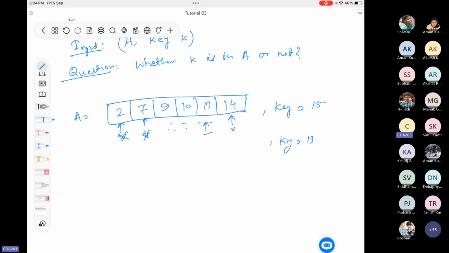So this is the linear search algorithm. Okay, so what is the best case for linear search?